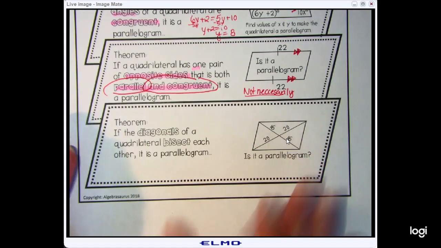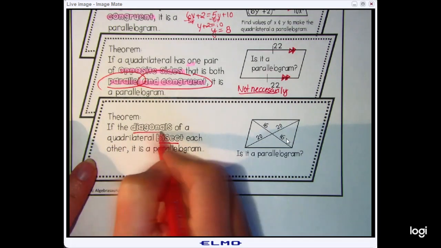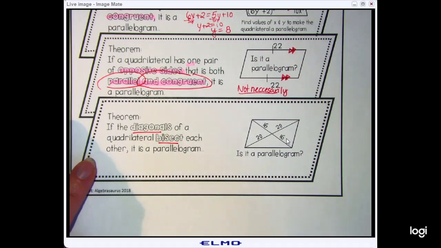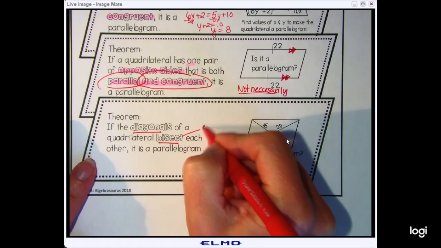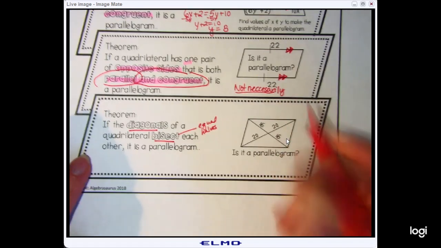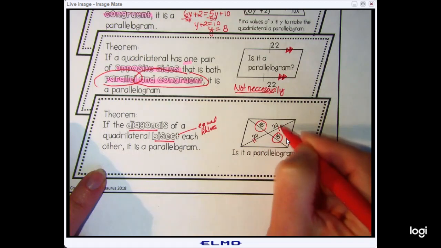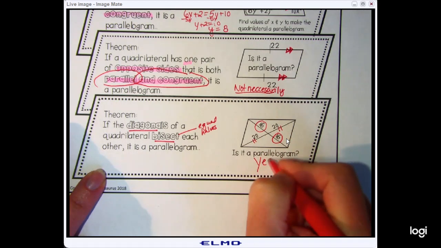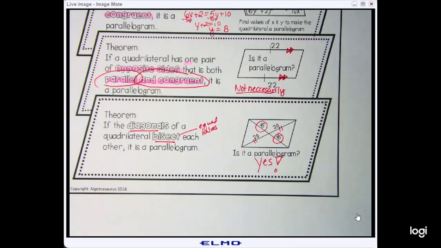Last one. If the diagonals of a quadrilateral bisect each other, then it is a parallelogram. Remember, bisect means split in half, equal halves, right? So here, 16 equals 16, and 20 equals 20. Therefore, this one is yes.